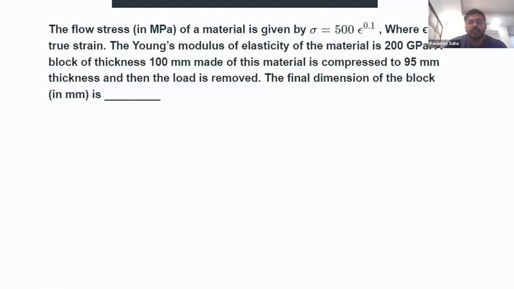So what is the final dimension of the block in mm? Give it a try, and then I'll share the solution with you.